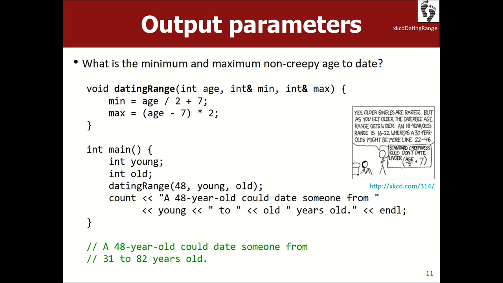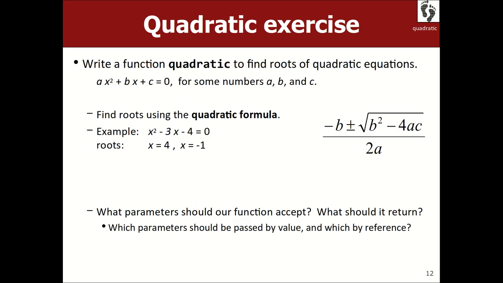Okay. So hey, let's practice. Let's write a function called quadratic. You know quadratic equations, right? Negative b plus or minus the radical of b squared minus 4ac, over 2a. The quadratic formula, right? For solving quadratic equations of the form ax squared plus bx plus c equals 0. So if you wanted to write the quadratic formula as a C++ function, what parameters would it take and what would their types be? And which parameters, if any, would be passed by reference and which would be passed by value? Any thoughts?